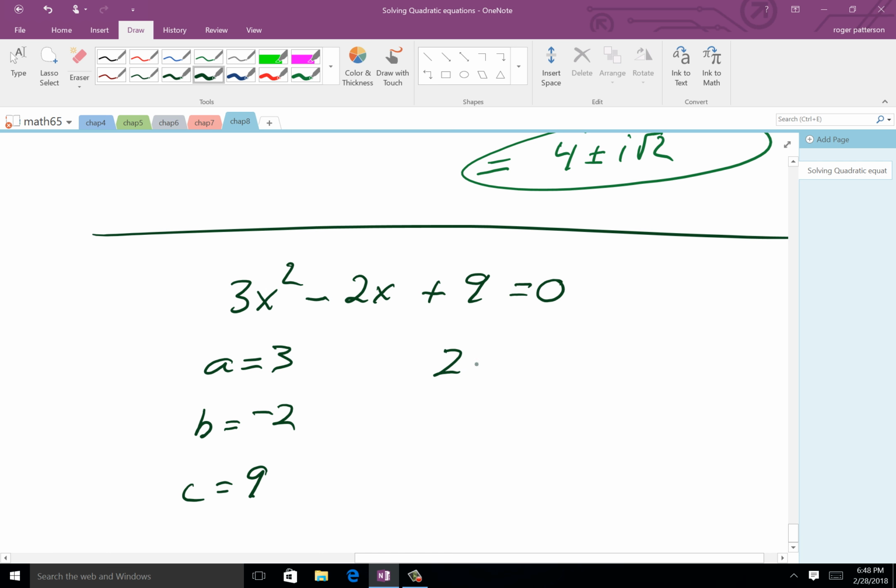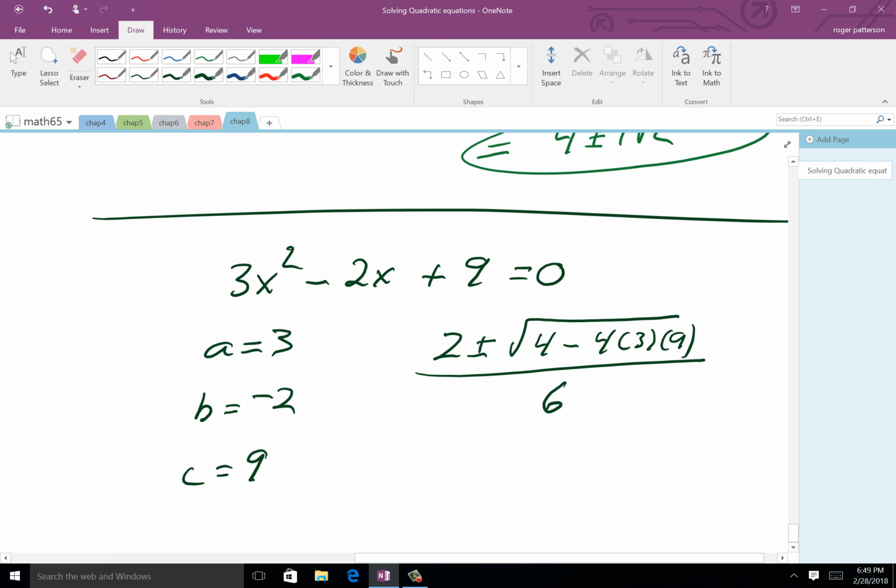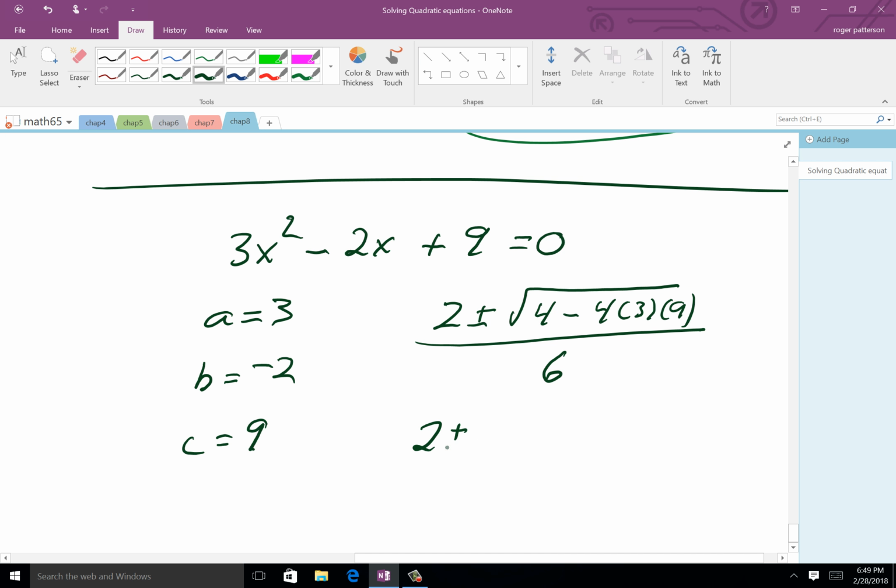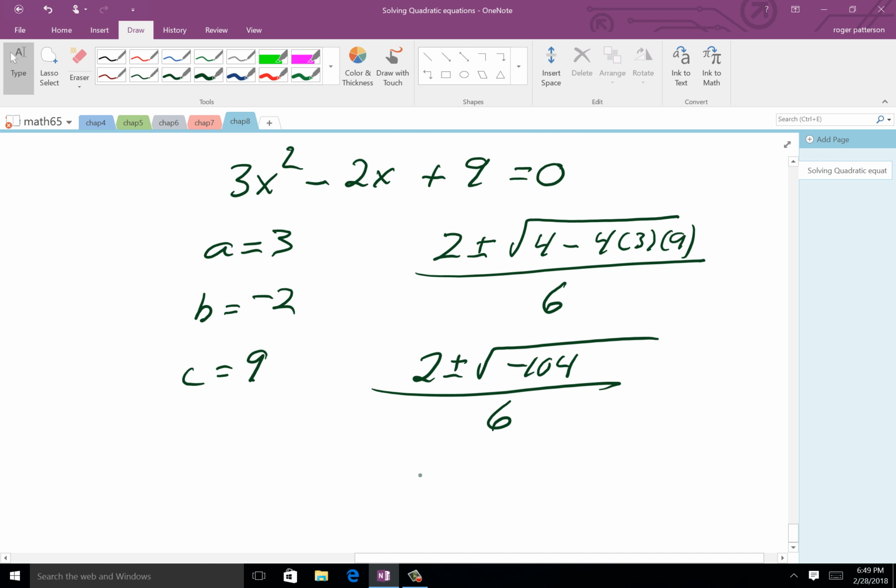Okay, so we're going to get 2 plus or minus the square root of 4 minus 3 times 9 over 6 this time. So what are we going to get on the inside here? Let's see. 4 minus 108. Oh, so there's my negative. So what's this top thing going to change to?